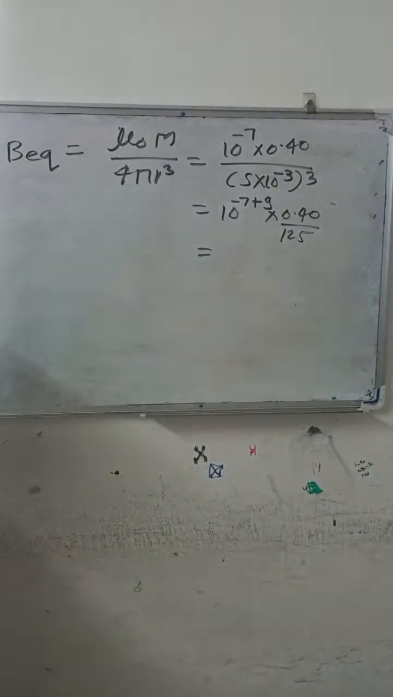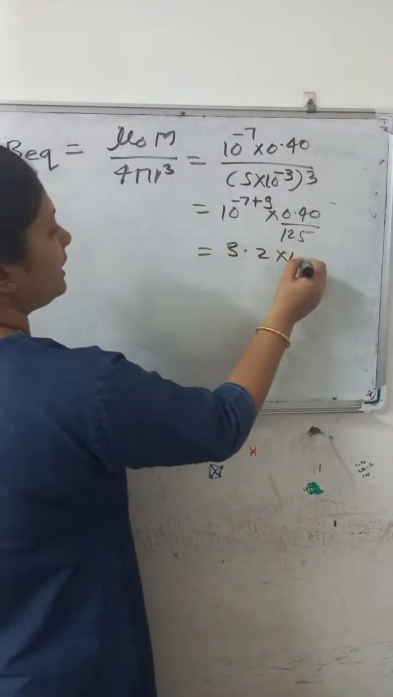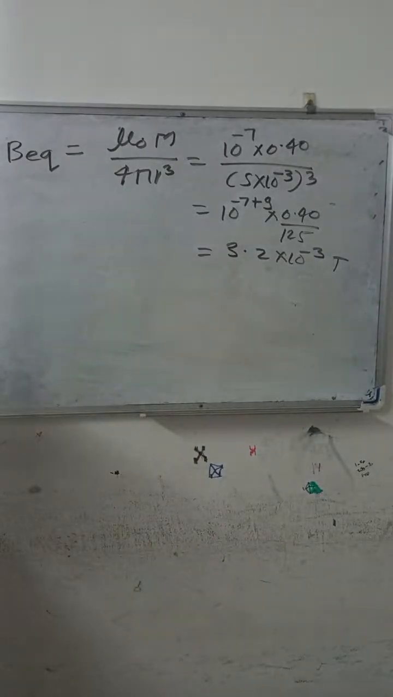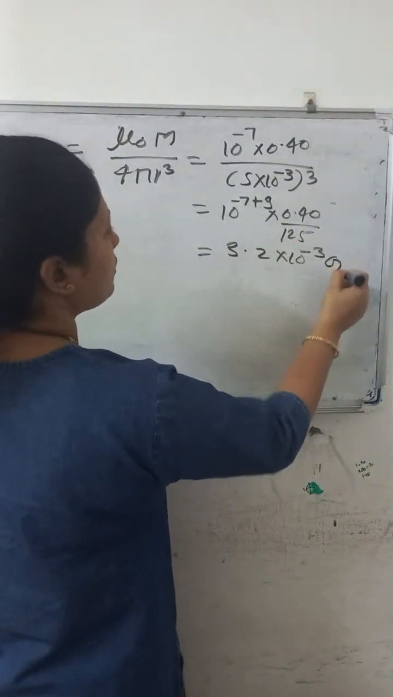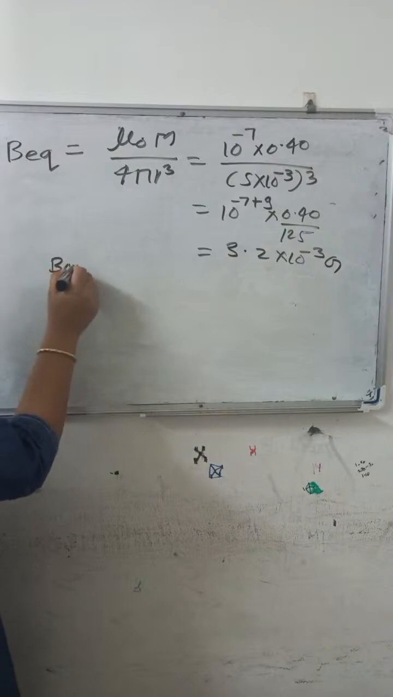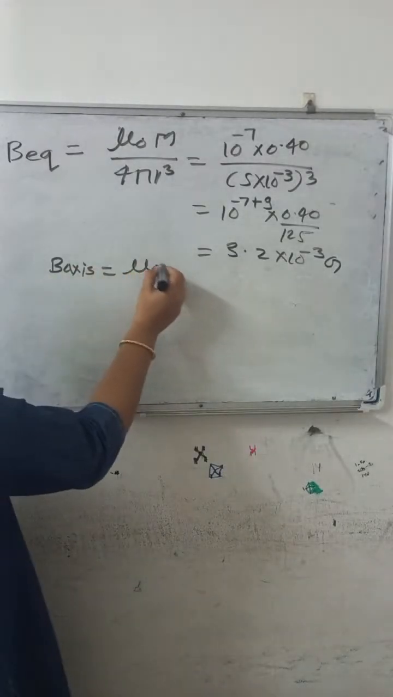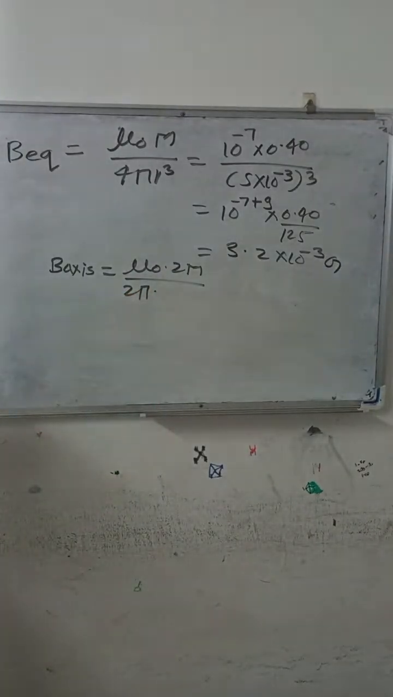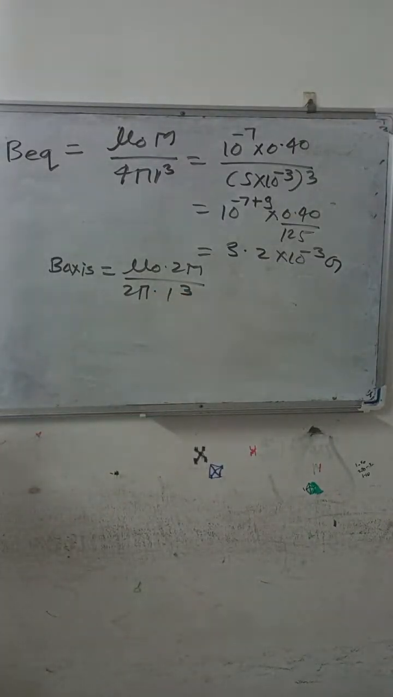Then you can simplify this, and you will get the answer as something like 3.2 into 10 raised to minus 3 Tesla. This is the answer you will get. And B axis is mu naught into 2M divided by 2 pi r cube. Now calculate this answer and check how much it is.